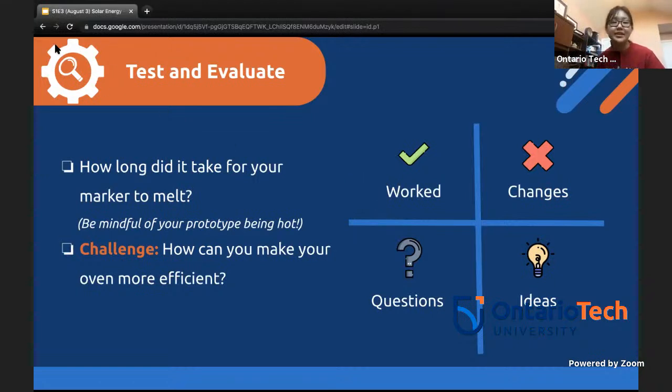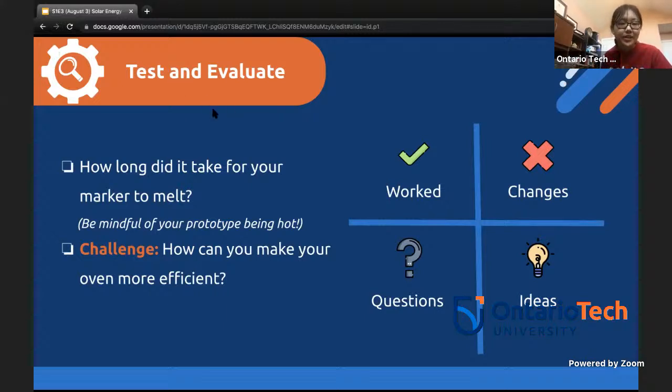So during our test and evaluate stage, we want to see if we can successfully toast a crayon or a marshmallow, and then we can think of any changes that we want to make. So maybe we want to add more tinfoil or use a different color of paper or angle it a little bit differently, depending on what works. And we want to keep asking ourselves a bunch of questions in order to loop through our engineering design process and come up with a solar oven that's efficient. And maybe you could open your own solar oven pizza store. It's a good business idea, guys.